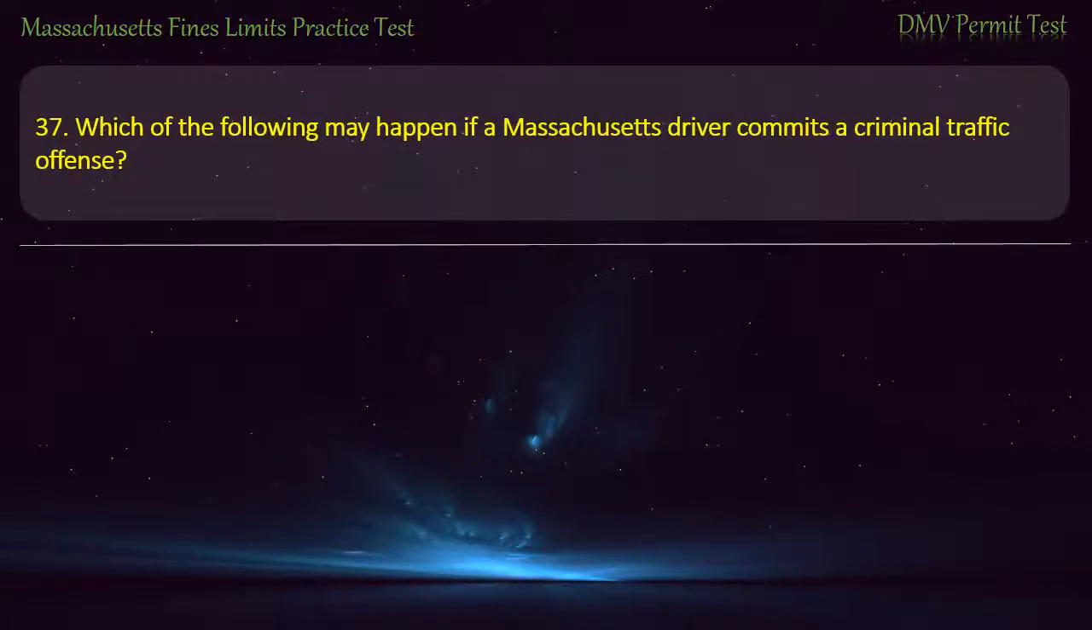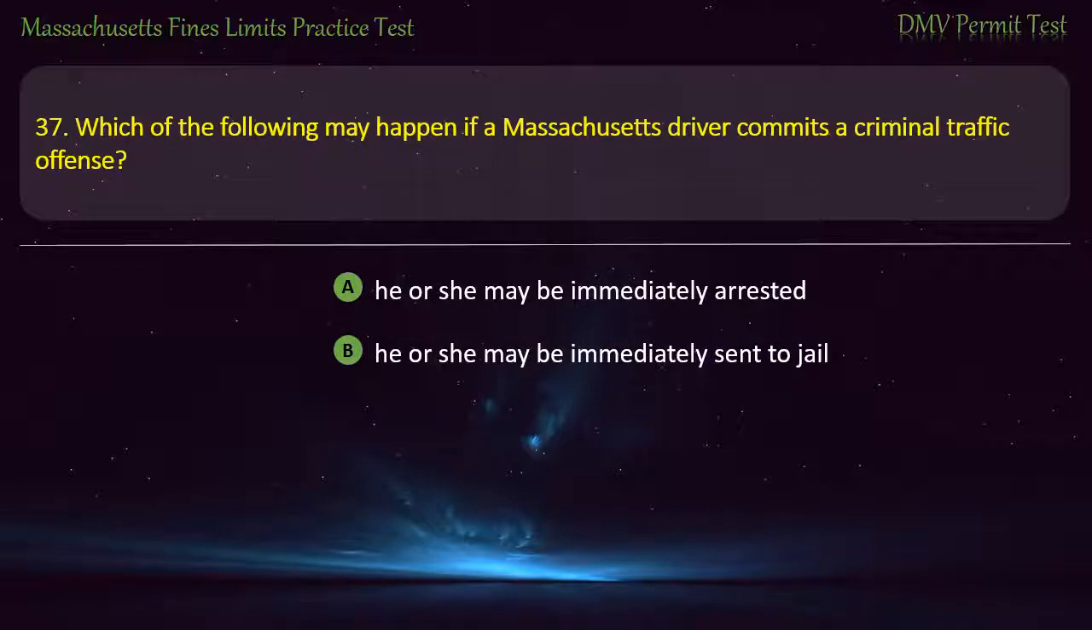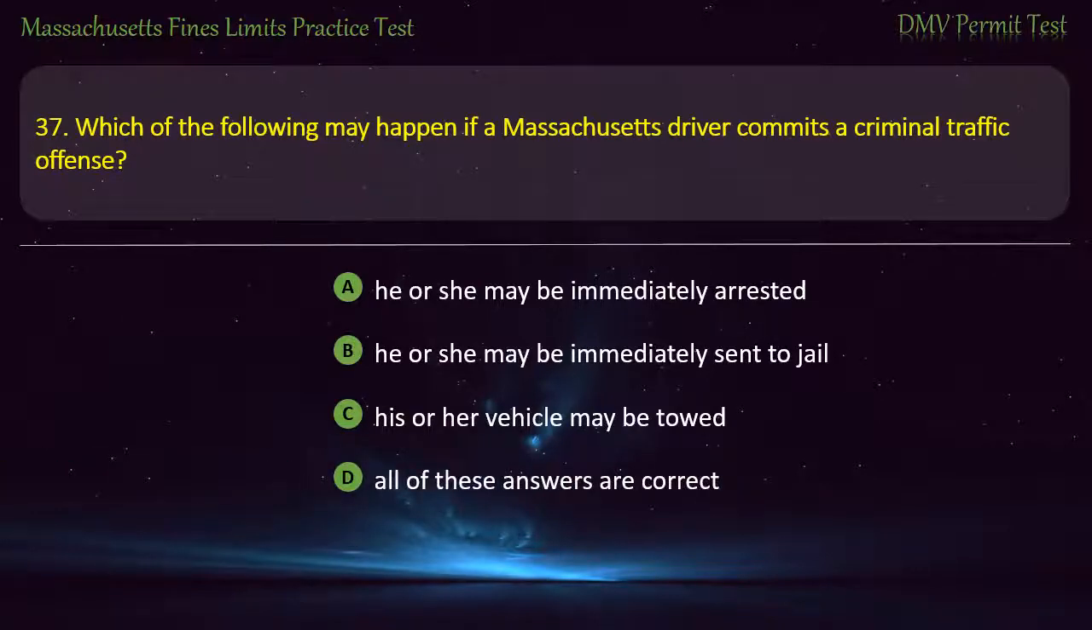Question 37. Which of the following may happen if a Massachusetts driver commits a criminal traffic offense? He or she may be immediately arrested. He or she may be immediately sent to jail. His or her vehicle may be towed. All of these answers are correct. Answer: All of these answers are correct.